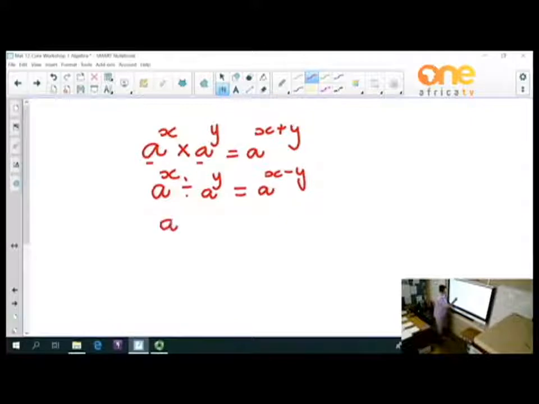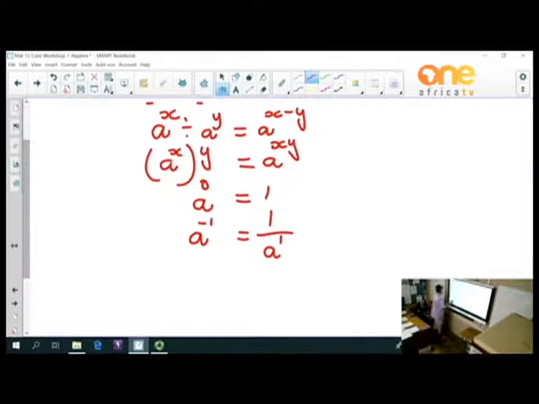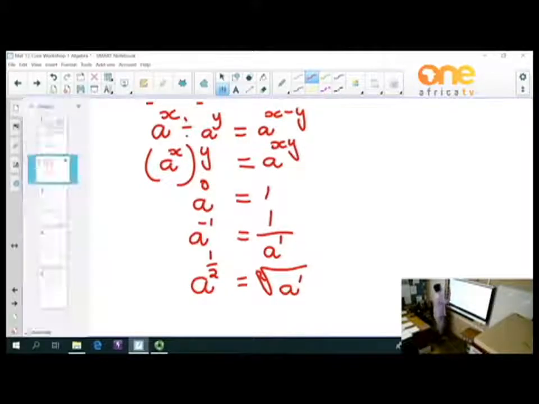The next one is a to the power of x, to the power of y. Now we're going to multiply, and this is then a to the power of xy. Anything to the power of 0 is 1. And the other one, we had it just now, the negative index is the positive reciprocal. And the last rule is a to the power of a half, which becomes the square root, so there is the 2. So the square root is the fraction when we have the fraction. So this is what we're using now here.